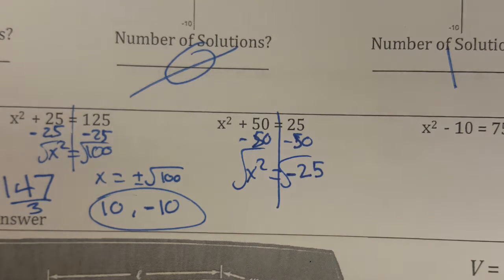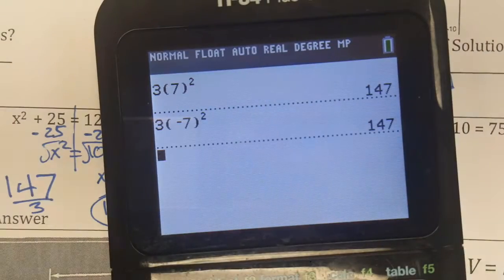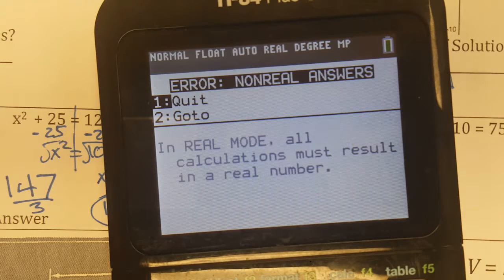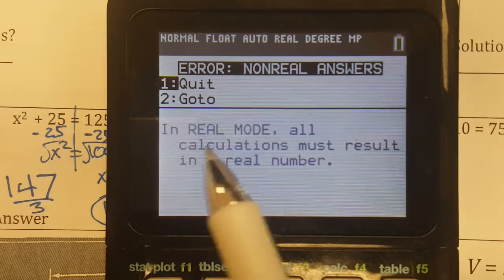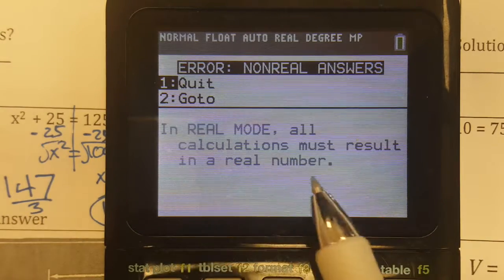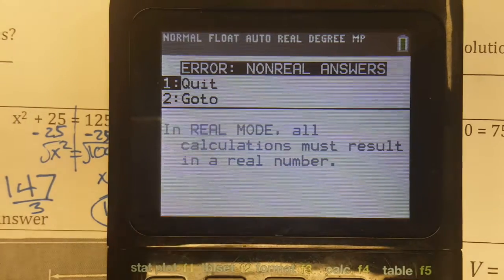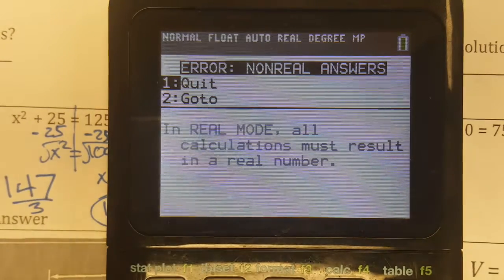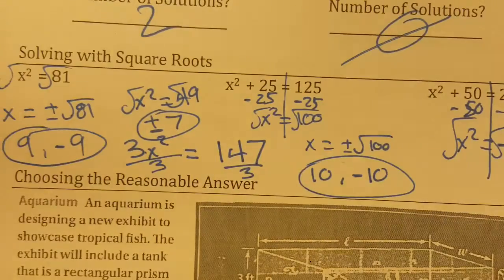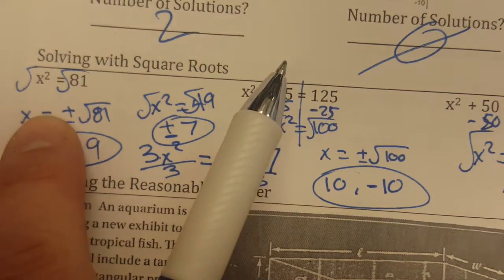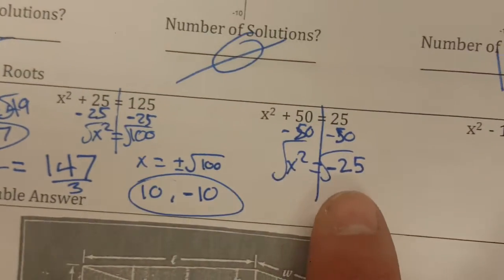Square root. I wonder what the calculator is going to say when I try to actually do that. Square root of a negative 25. Error. Non-real answers. In real mode, all calculators must result in a real number. So that number doesn't exist. You can't actually square root a negative number. You could have a negative square root, like we did over here. You can have a negative outside the symbol. You cannot ever have a negative inside the radical sign.